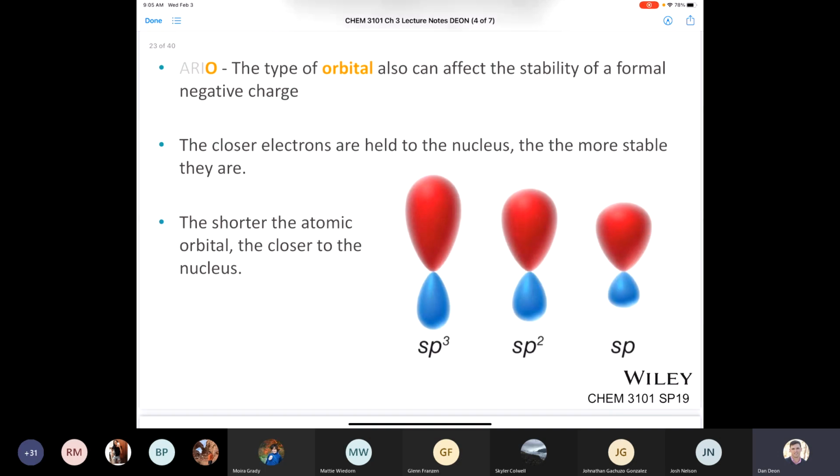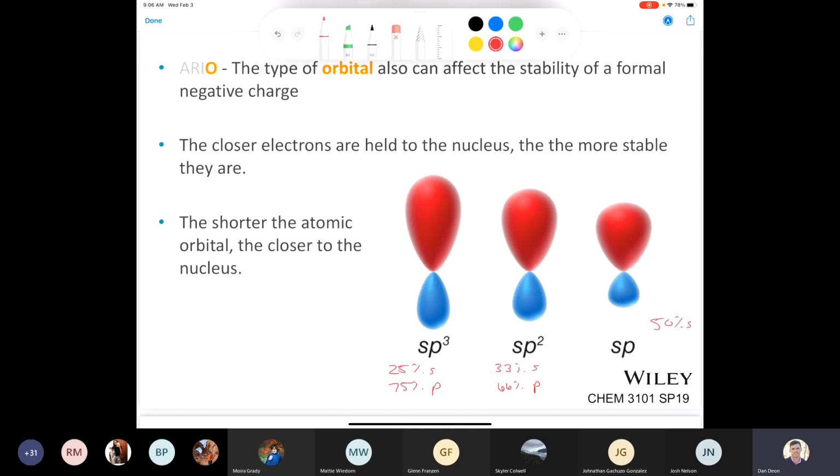Well, let's think about the size of these orbitals. If we have an sp3 orbital, and I went over this in chapter 1, it's 25% s and 75% p. A p is bigger than an s, so it stands to reason that an sp2 is going to be smaller than an sp3 because it's 33% s and 66% p. And over here, it's 50% s and 50% p. So the idea is that the orbitals get smaller and smaller as we go from sp3 to sp2 to sp.